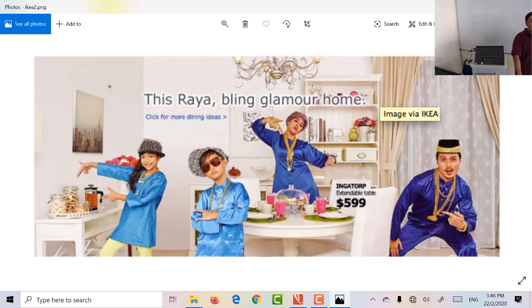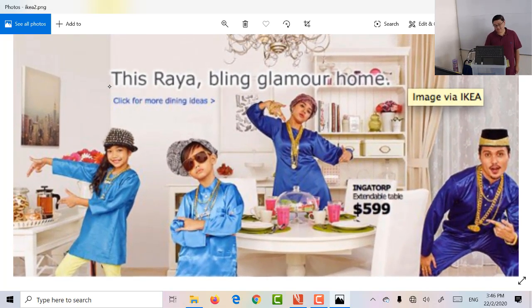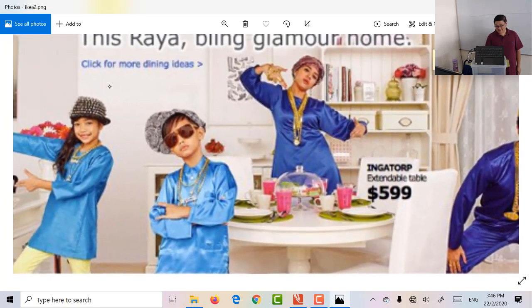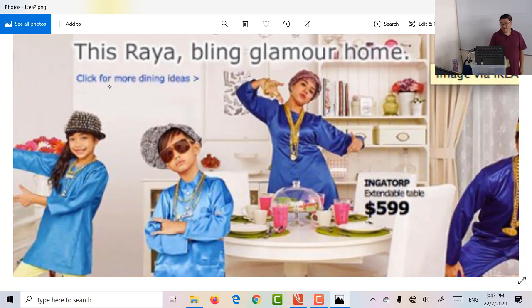Okay, what is wrong with this picture? The house is not even glamorous. The mistake is the word image via IKEA is still there. No la, that's not the problem. You want me to zoom bigger for you to see? I want to go bigger. Cannot. The dollar sign should be I. Oh, this is a Singapore ad, sorry. Cannot find.